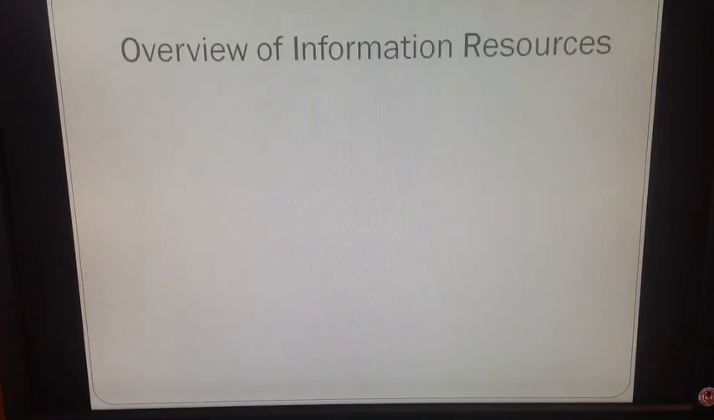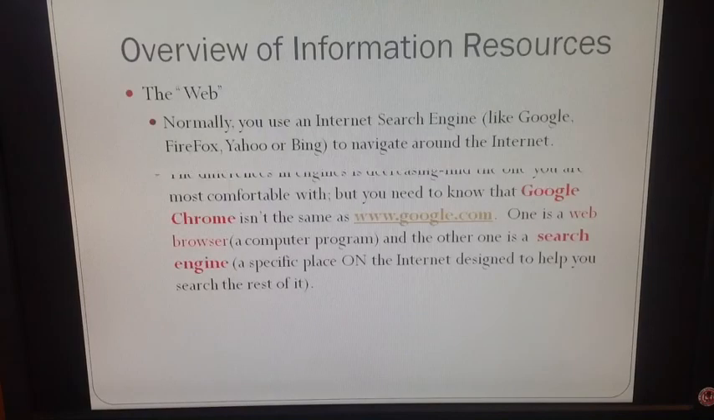The overview, or a selection of different general resources you could use, are as follows. The web, utilizing a search engine like Google or Yahoo or Bing to navigate around the internet, and then utilize the information that you find there, making sure that you know where it came from, its URL or source, and remember the questions: who, what, when, and where.